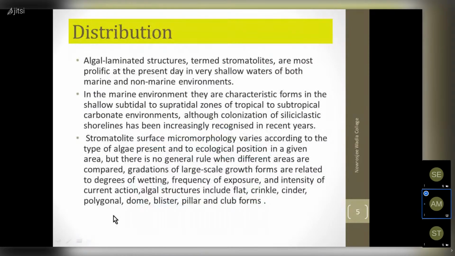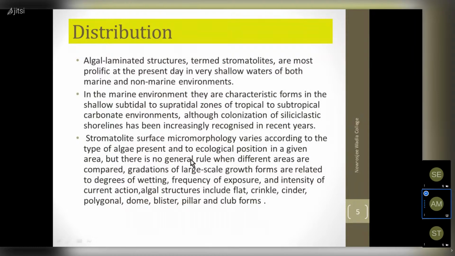Okay, distribution. As we said, we need to know where this fossil can be found. Algal laminated structures, termed stromatolites, are most prolific at the present day in very shallow waters of both marine and non-marine environments. In the marine environment, they are characteristic forms in the shallow subtidal to supertidal zones of tropical to subtropical carbonate environments.